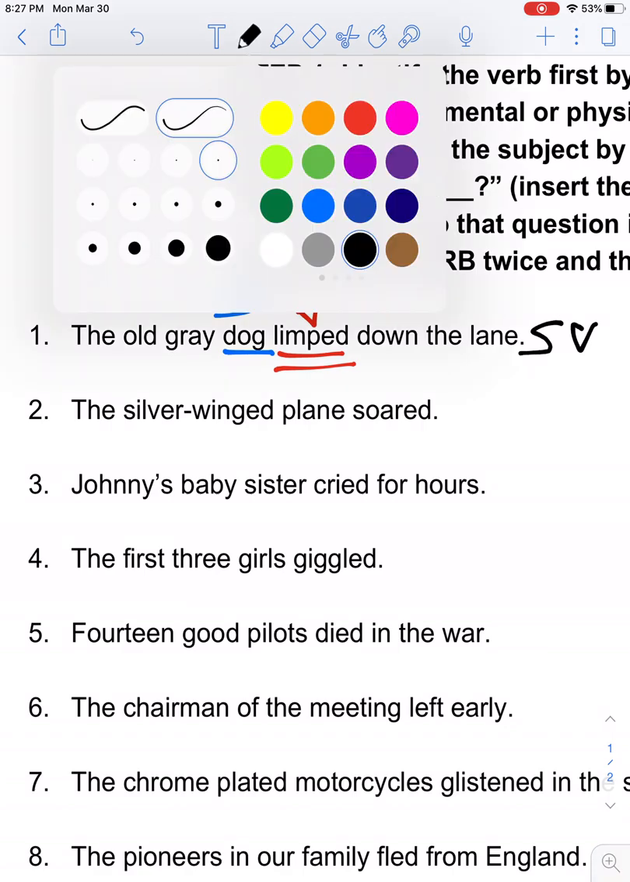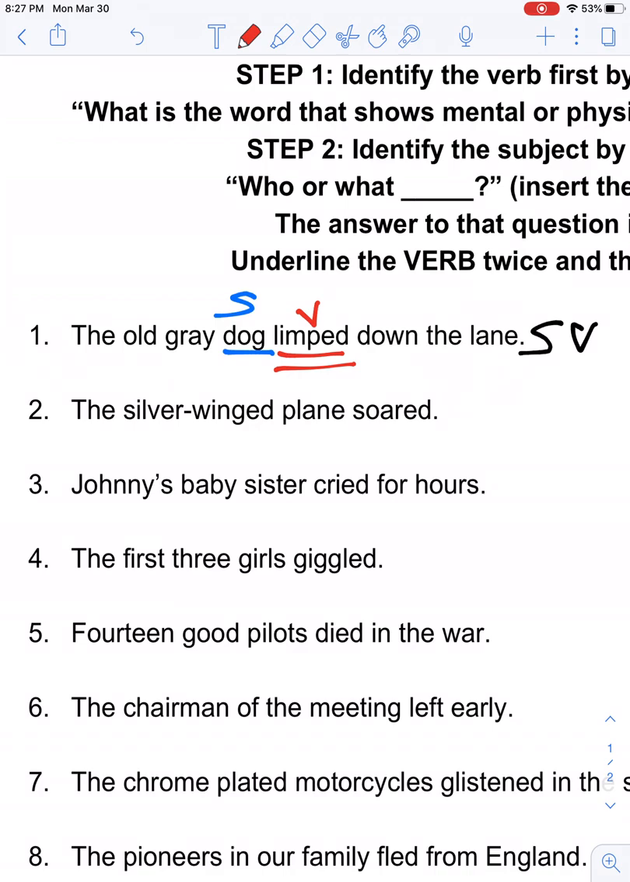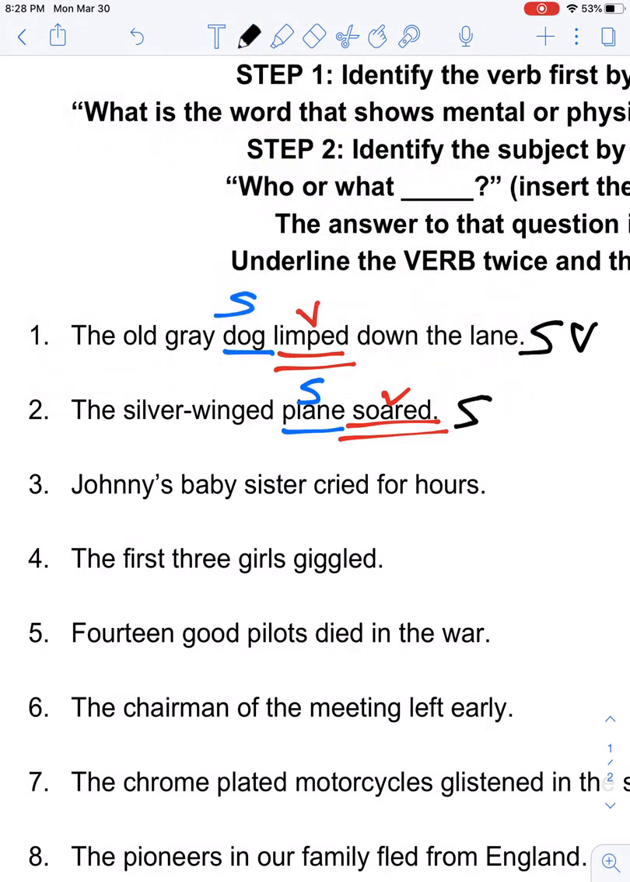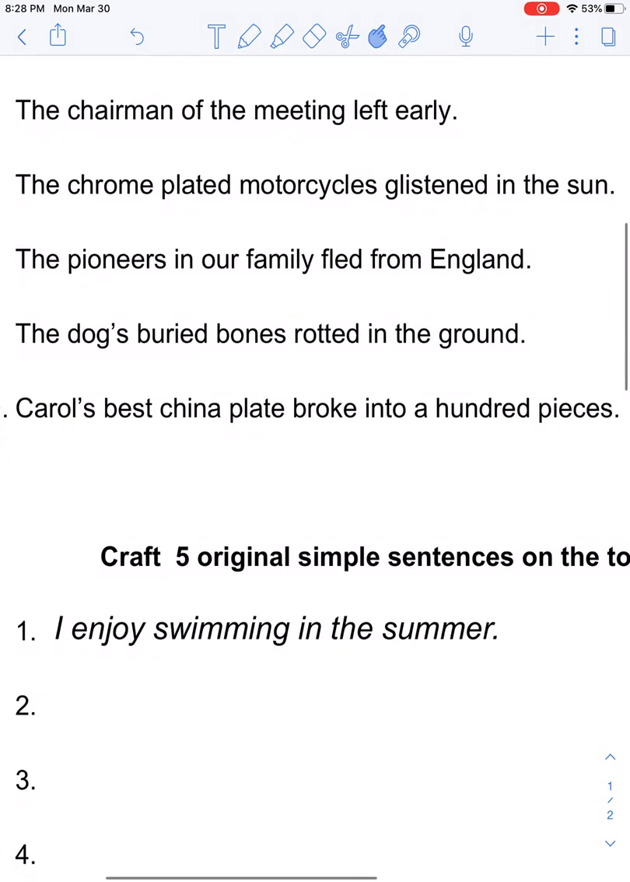Let's try the next one. The silver winged plane soared. It's an easy one again because the verb is an action. What's the action? Soared. Who or what soared? Again, it's a noun phrase, the silver winged plane, but I'm looking for that noun that this sentence can't do without, and that would be plane. You'll notice that these sentences are also simple in that they follow the formula where the subject comes before the verb. Again, like I said yesterday, that's not going to be every sentence, but you will find that that's a common pattern.